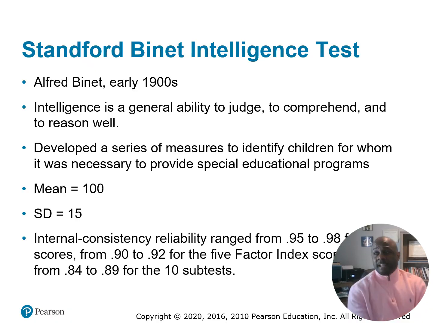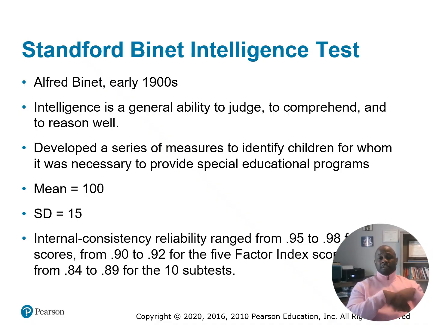So we have the Stanford-Binet Intelligence Test, right? Alfred Binet is the inventor in the early 1900s. He said intelligence is the general ability to judge, comprehend, and reason well. He developed a series of measures to identify children for whom it was necessary to provide special education programs. It has a mean of 100 and a standard deviation of 15. So again, put this on a normal bell curve. Right down the middle line is going to be what? 100, and it will go 15 over or 15 back, because the standard deviation is 15 from the mean on each score, right?